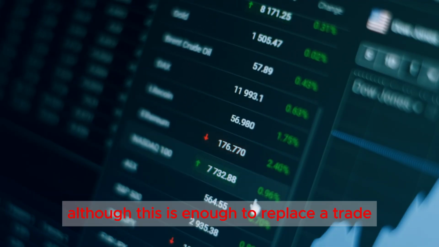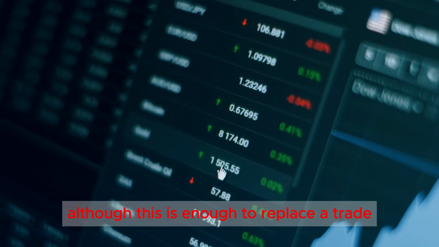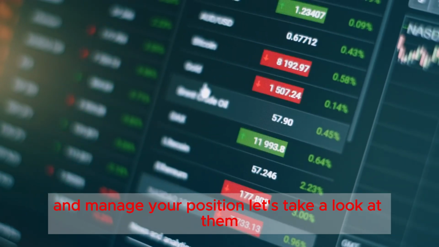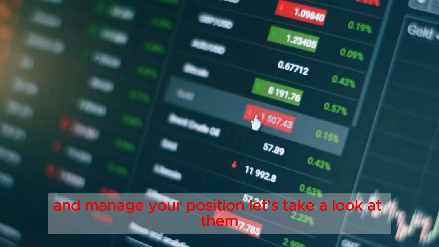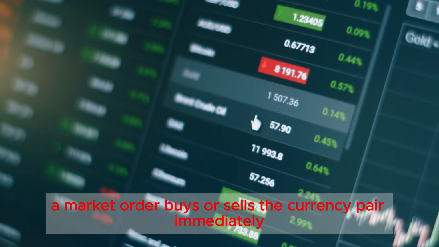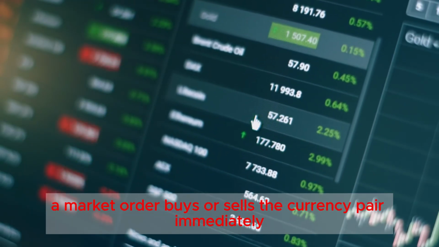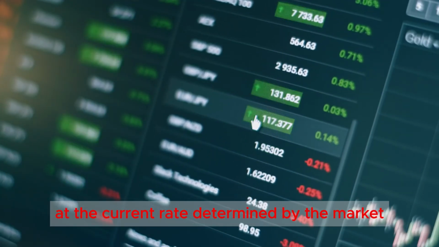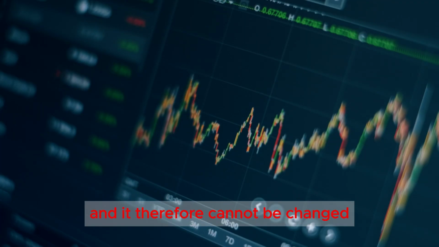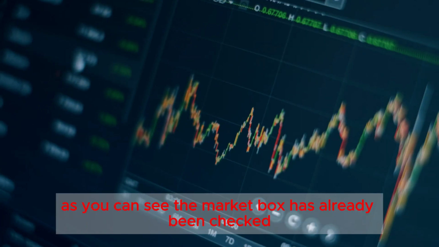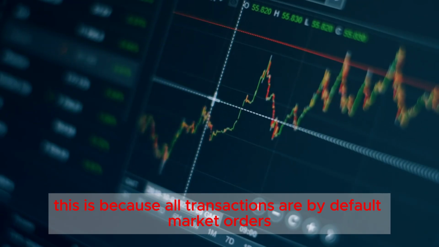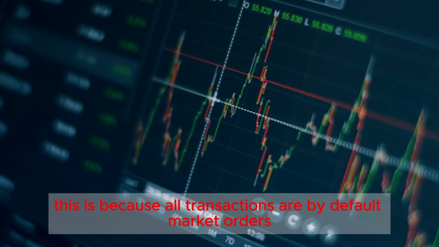Although this is enough to place a trade, there are still some more advanced options that you can use to adjust and manage your position. Let's take a look at them. A market order buys or sells the currency pair immediately at the current rate determined by the market, and it therefore cannot be changed. As you can see, the market box has already been checked. This is because all transactions are by default market orders.